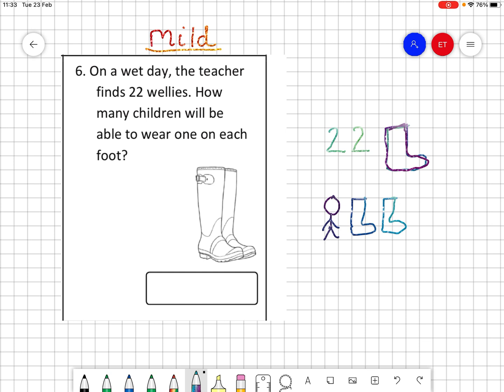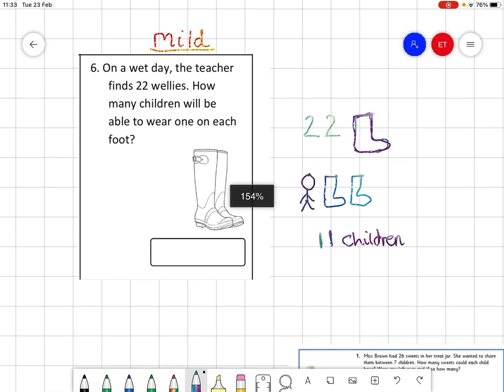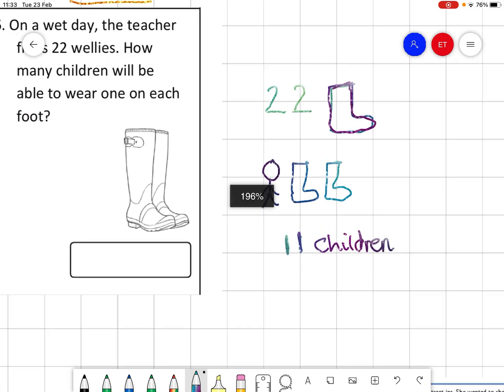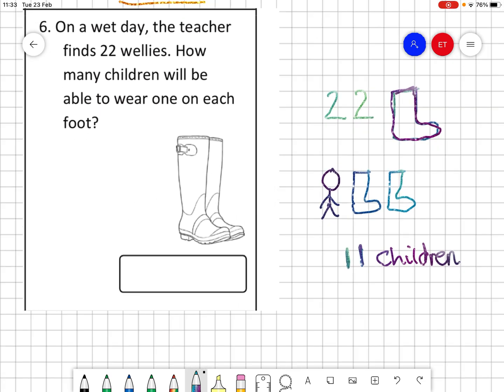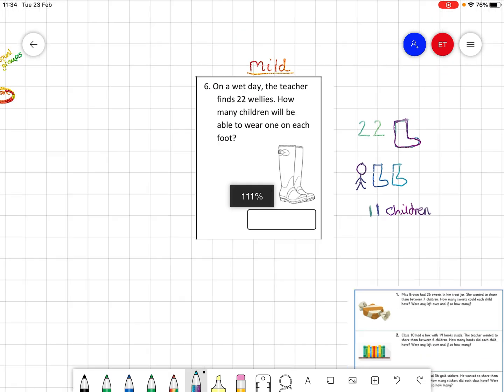So we know that half of 2 is 1, so half of 20 is 10, and half of 2 is 1. So it would be 11 children could wear the wellies. Okay, so you can visualise that by thinking about, well, one person needs 2 of them. And there's 22, so it must be 11 children can therefore wear the wellies.